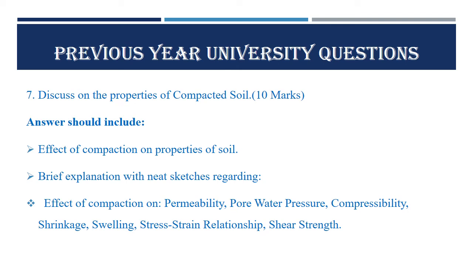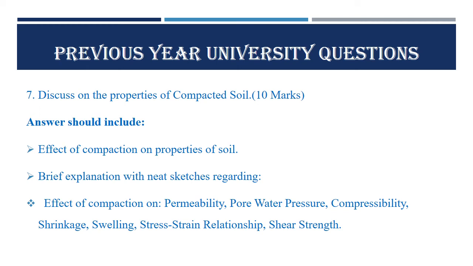Now, the seventh question was, discuss on the properties of compacted soil. It is also asked for 10 marks. So you have to specify what is compaction, what is the importance of compaction, then list out what are the properties affected by compaction of soil, then the effect of compaction on properties of soil, and brief explanations with neat sketches regarding the effect of compaction on various properties such as permeability, pore water pressure, compressibility, shrinkage, swelling, stress-strain relationship, shear strength, etc.